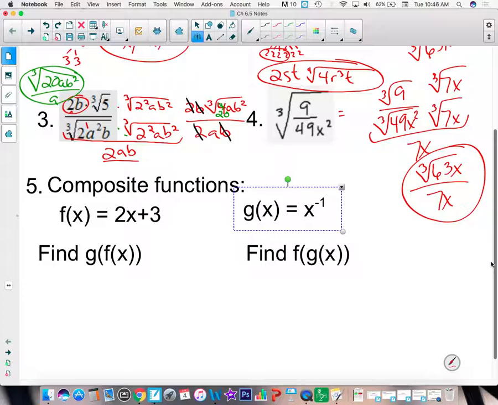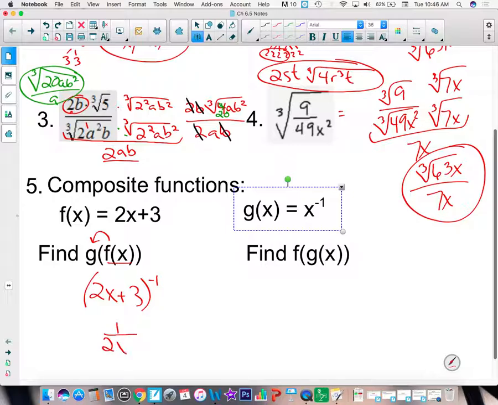Okay, so number 5, we got f of x and g of x. Remember, you take the function on the inside, and that's what you're plugging into the one on the outside. So that means we're plugging this function in for this x. Okay? So we have 2x plus 3 getting plugged into that x, so it's going to just look like that. So you don't want to distribute the exponent here because it's a plus. You just take that whole group, move it down to the bottom. So this is 1 over 2x plus 3.